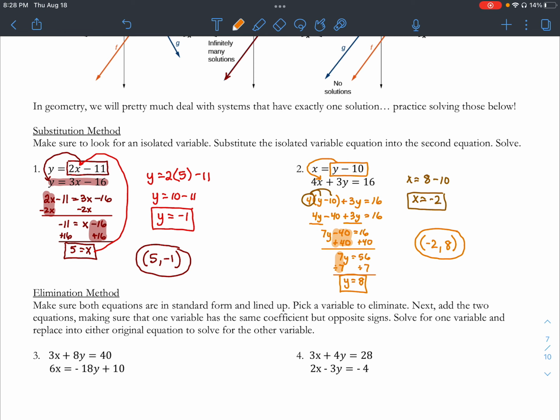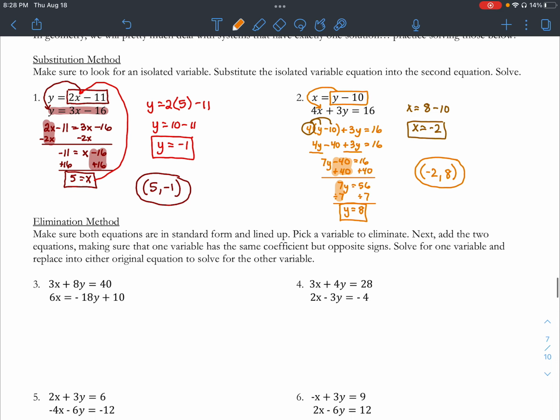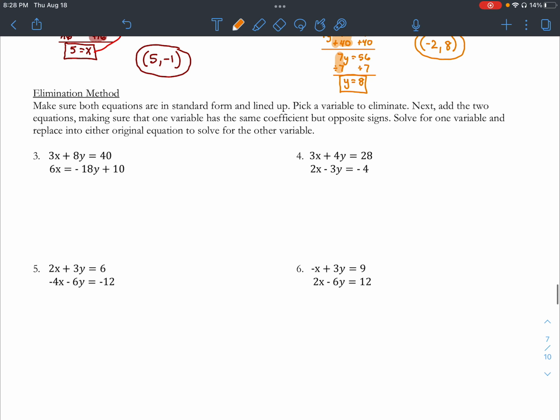Substitution method works really well. Again, it's something that you should be looking for if there is one of those variables that's by itself, or you can get one isolated by itself rather easily. That method seems to work quite often. The other one that we're looking at is the elimination method.